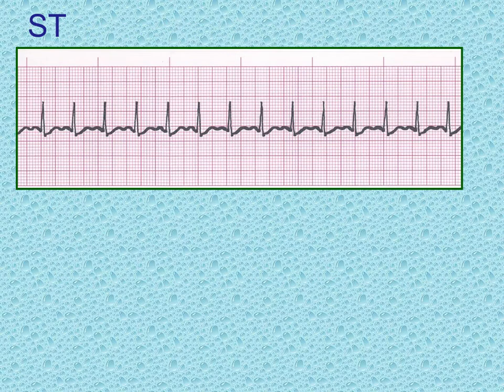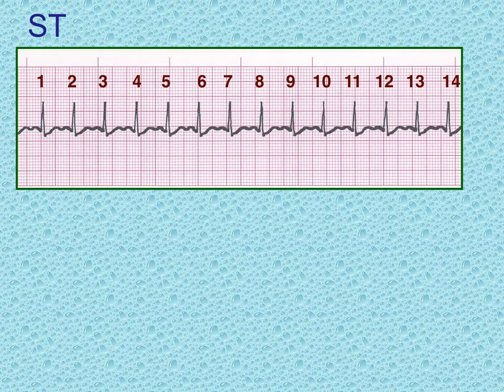Let's take a look at a couple of strips. In this top strip, if we were going to simply start following our 3 R mechanisms and analyze this strip, we can already see that it's a little bit fast, can't we? If we were to count this strip, when we're looking at the hash marks between the 6 seconds, we can see that there are 14 complexes on this 6-second strip. And if we multiply that by 10, that would be a rate of about 140. So that is pretty quick.